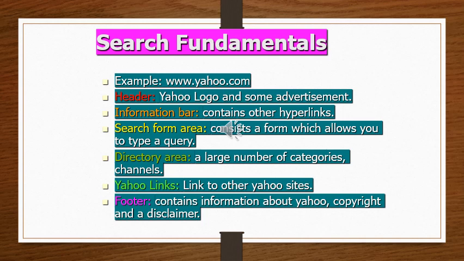Then we have the directory area, which is a large number of categories and channels. Then we have the Yahoo links, which link to other Yahoo websites. So Yahoo has other links, the news, the email, and what have you. So you see that Yahoo link in that particular page. Then you see the footer, which contains information about Yahoo copyright and a disclaimer. If you open Google, you see something similar, maybe with some little changes.